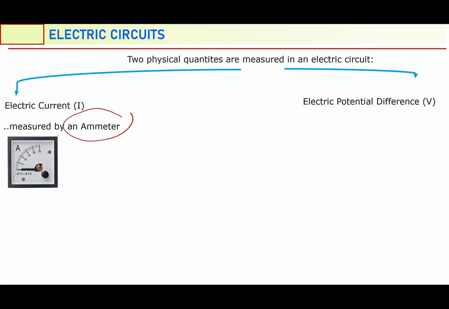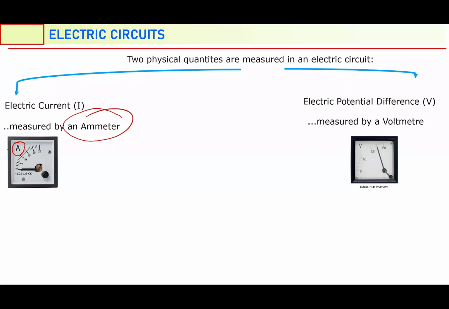Okay, this is very important. We will talk about this again. Electric current is measured by a device called an ammeter. Its symbol is A. If any electric device has A written on its surface, it is an ammeter, and it measures electric current.